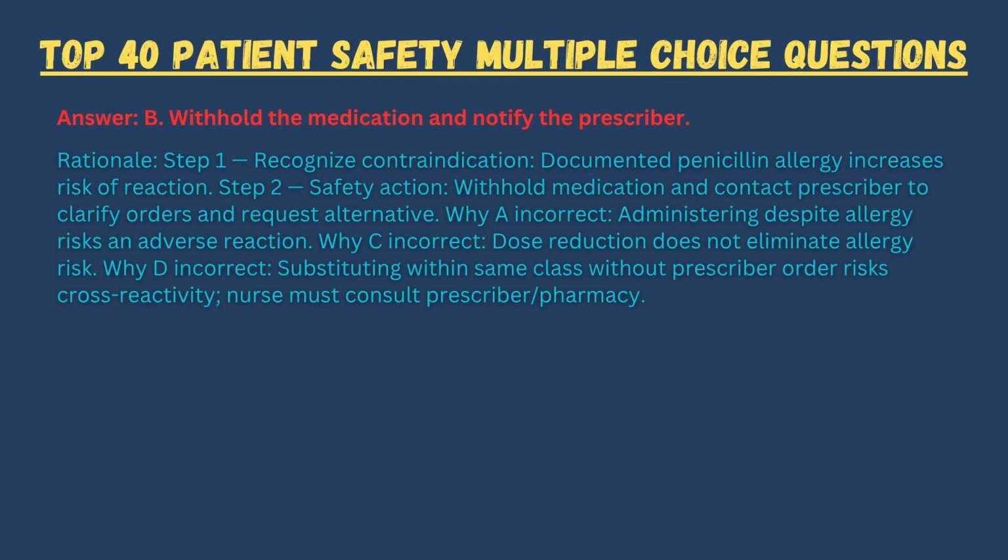Why A incorrect? Administering despite allergy risks an adverse reaction. Why C incorrect? Dose reduction does not eliminate allergy risk. Why D incorrect? Substituting within same class without prescriber order risks cross-reactivity. Nurse must consult prescriber or pharmacy.